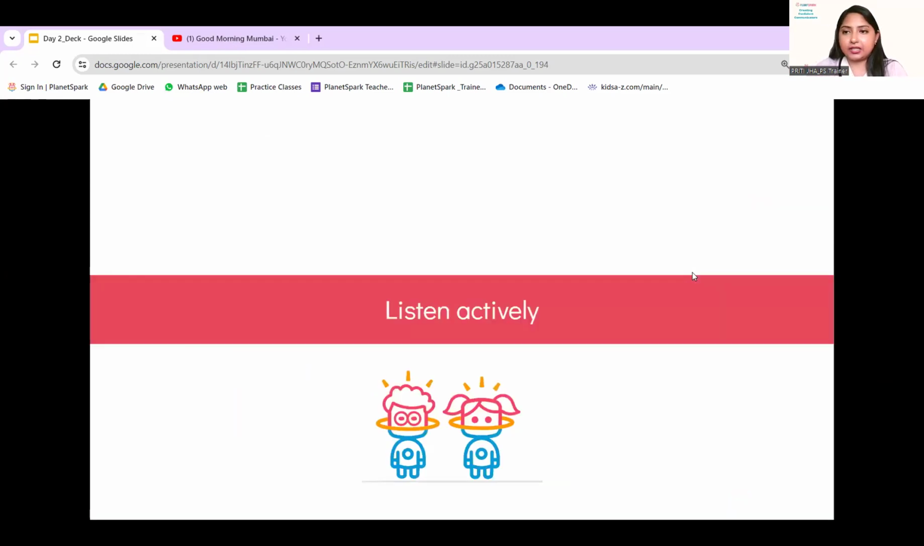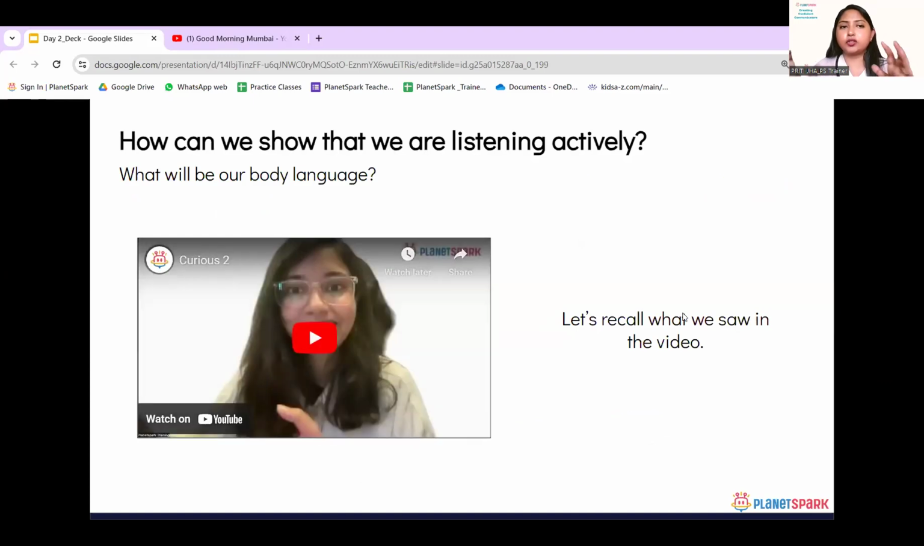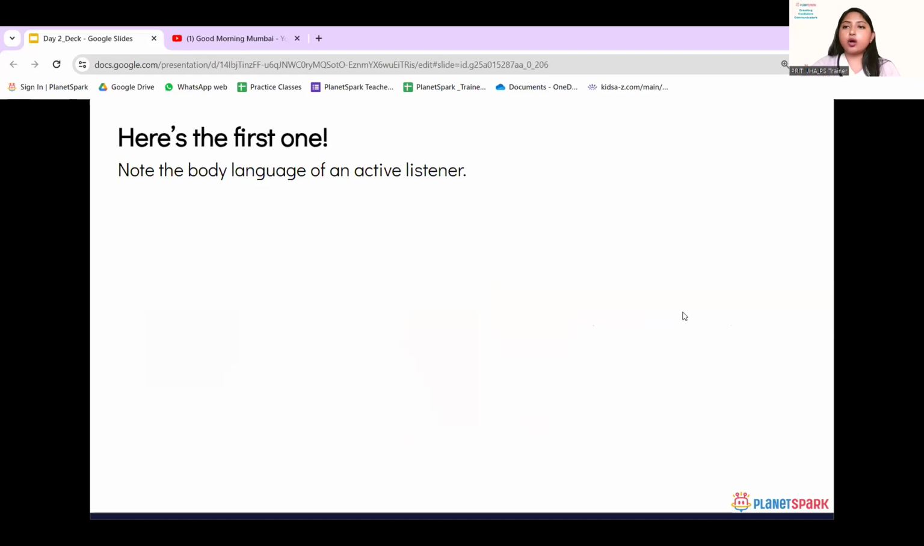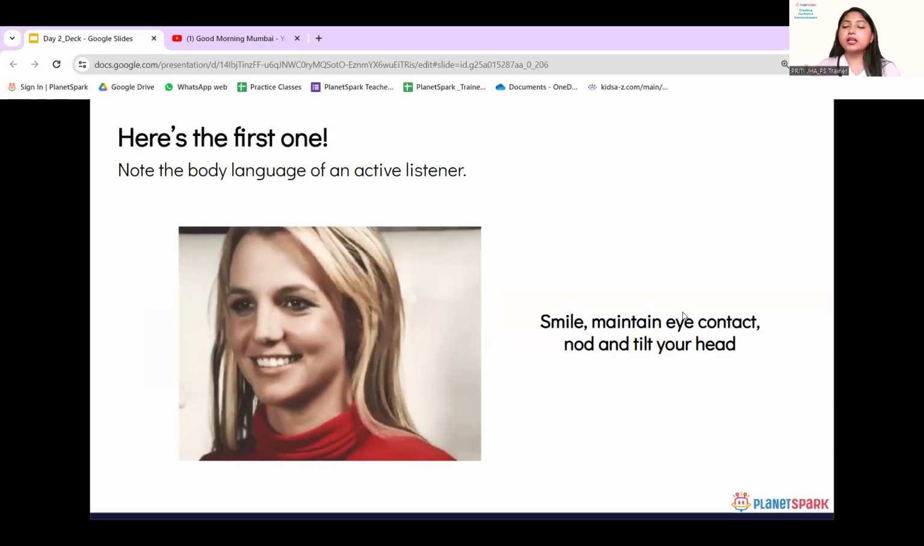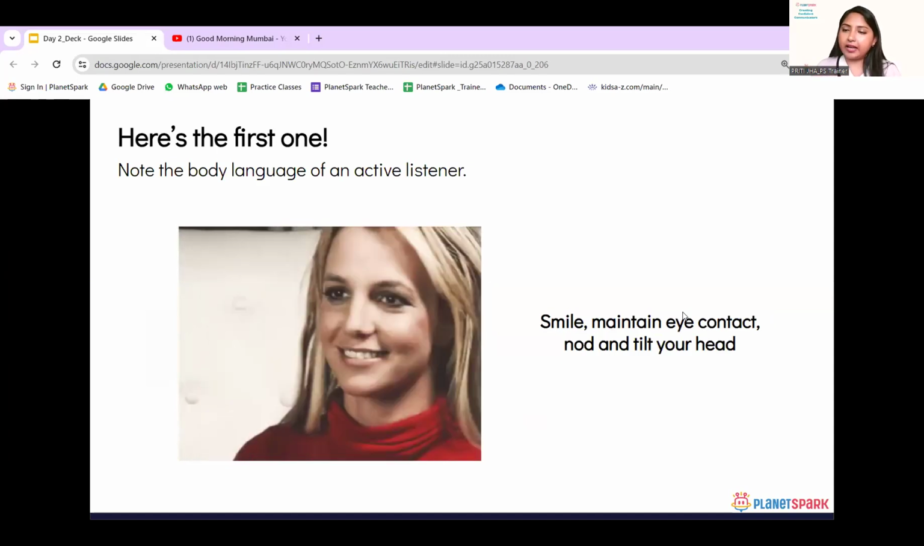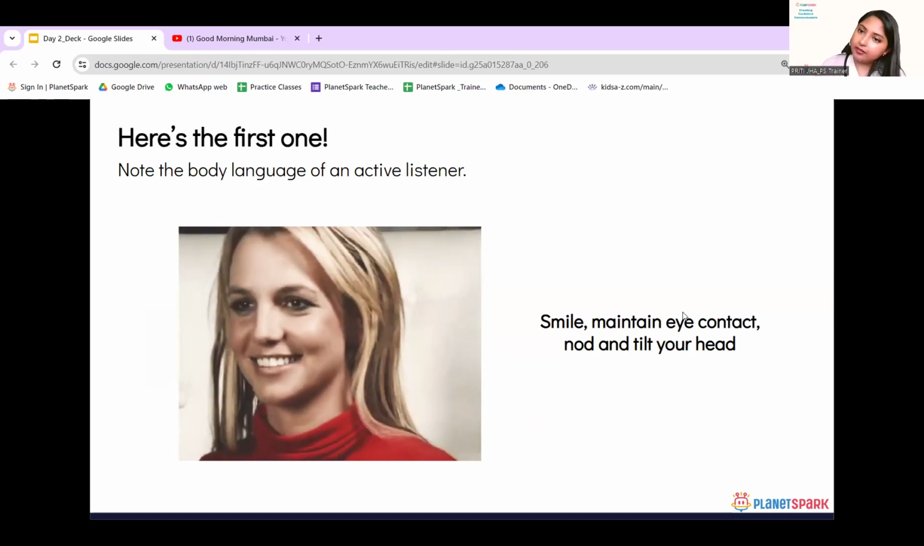Last one is listening actively. Now, this is very much related to the previous one. Let's recall what we saw in the previous video. We saw the body language of the teacher. She was trying to nod her head, tilt her head to listen to the child. She was smiling all throughout. She maintained an eye contact. So it's very important to do all these things. Smile, maintain an eye contact, nod, tilt your head, give verbal gestures also like, okay, like you are listening.